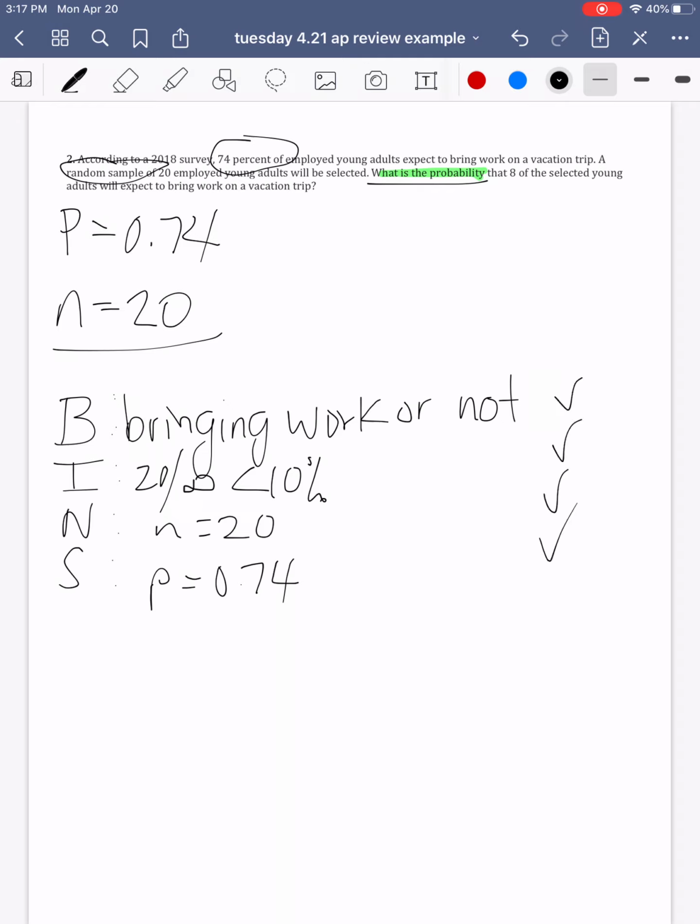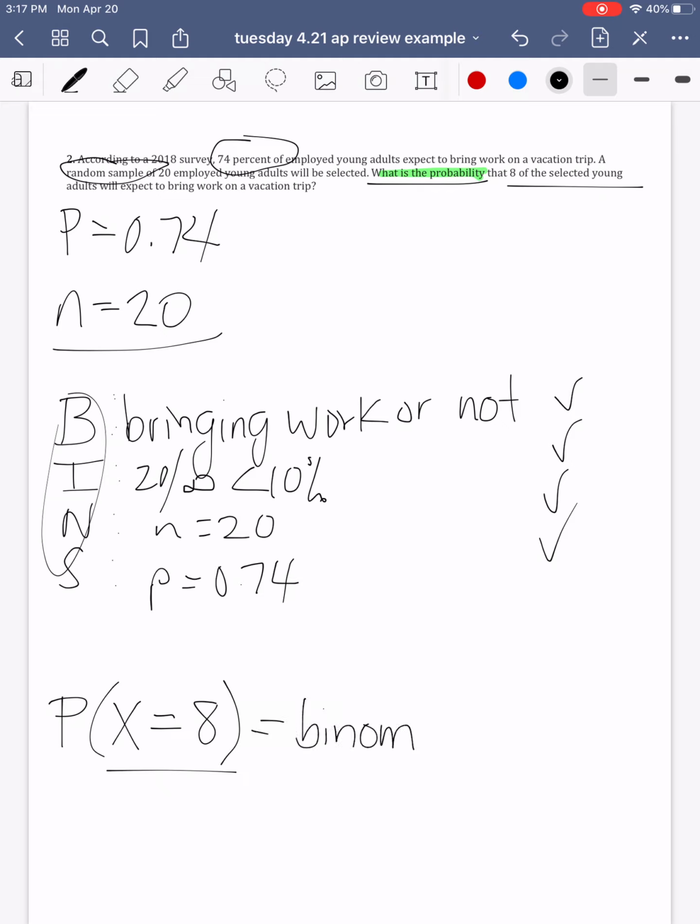So we're saying, what is the probability that 8 of the selected young adults will bring work on the vacation? So they're saying, what is the probability that X is equal to 8? That exactly 8 people. So I know that since this is binomial and X is equal to a value, I'm going to use binomPDF in my solution. And the order goes N, P, X, so again in alphabetical order here. So we have 20, 0.74, and 8 as our parameters.